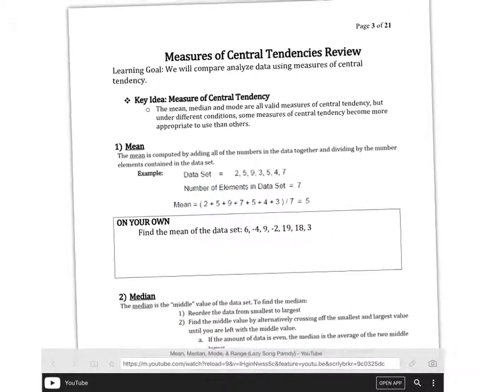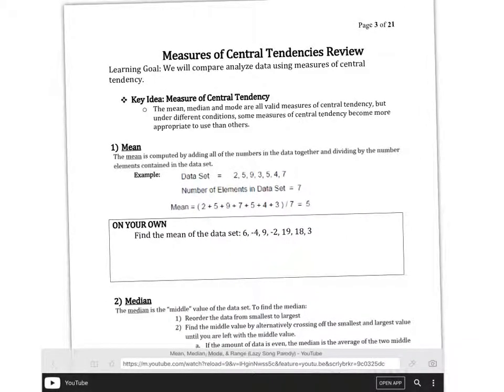So this is where the measures of central tendency come in. What this is talking about is really just those main measurements of data: mean, median, mode, and also range. Now, hopefully you at least kind of recognize those words, but if you don't, with each example here, I have how to do it, what it is, and of course, an on your own.